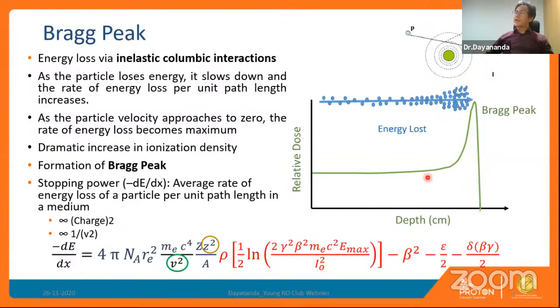So mathematically, the formation of the Bragg peak can be explained through the stopping power, because the average rate of energy loss of a particle per unit path length in a medium is called stopping power. If you see the stopping power equation, just don't concentrate on the entire equation, just look at these two particular parameters. The v is the velocity and the z is the charge. The stopping power, or the energy loss per unit length, is inversely proportional to the velocity squared. So as the velocity decreases, the energy loss increases, and as a result you have a higher deposition of dose. And of course, this charge is important, especially when you consider different types of charged particles. Right now we are considering just hydrogen, so the influencing part is mostly the velocity.